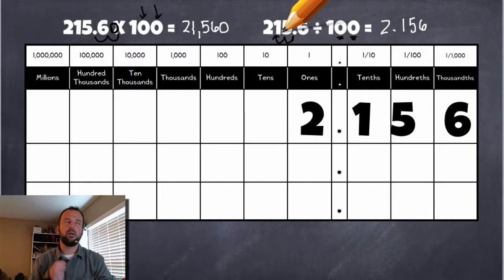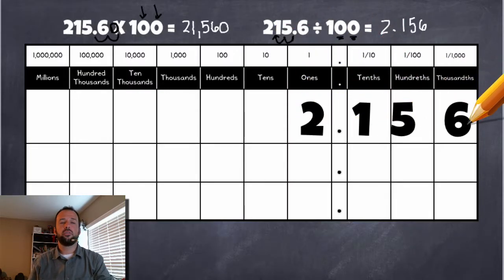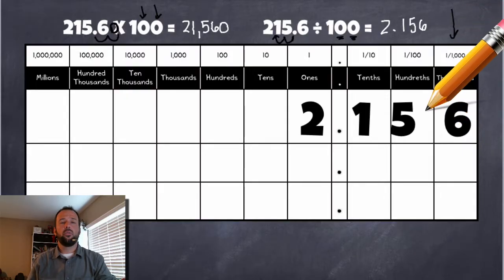We're making a smaller number. So when I move it 2 spots to the left, I'm left with 2 and 156 thousandths, okay? Thousandths. Hopefully this is starting to click and to make a little bit of sense. We're going to try one more together.